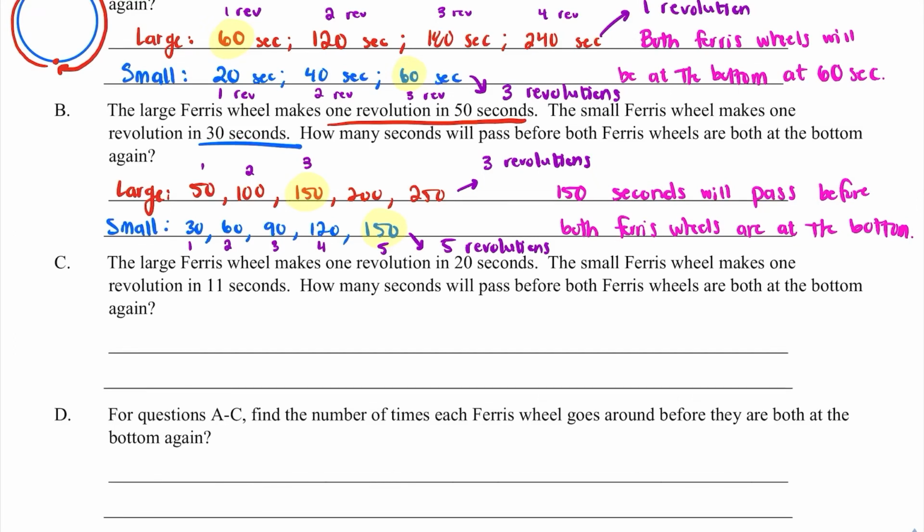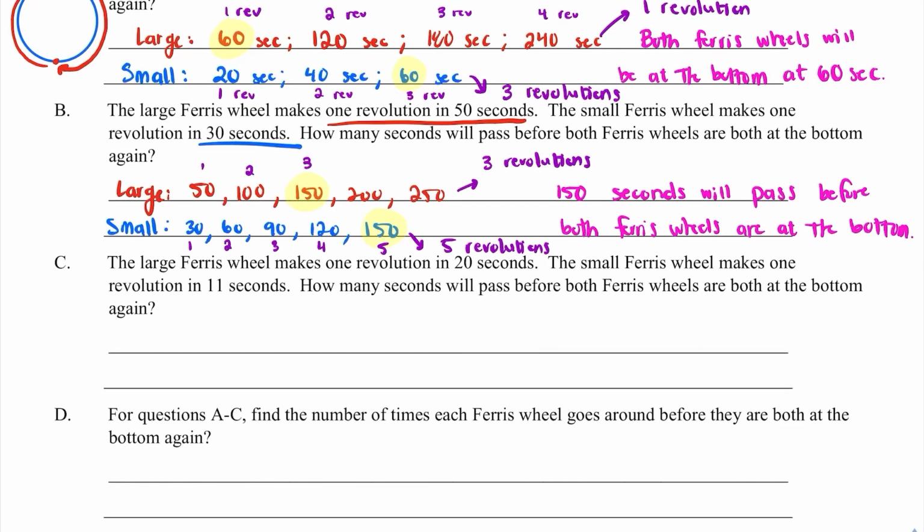Okay, so you guys are going to do a very similar process here. Start writing the multiples for the large Ferris wheel. Start writing the multiples for the small Ferris wheel. I can guarantee you guys that there is a least common multiple for this problem. If you don't find one, keep going. Keep writing multiples until you find one in common. This one should take you maybe 3 to 4 minutes.